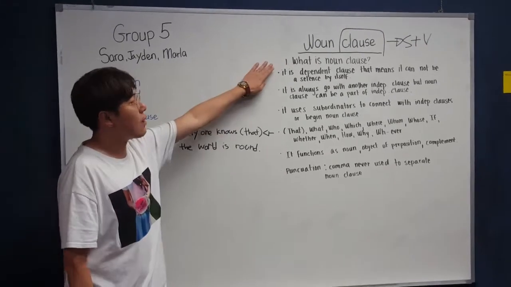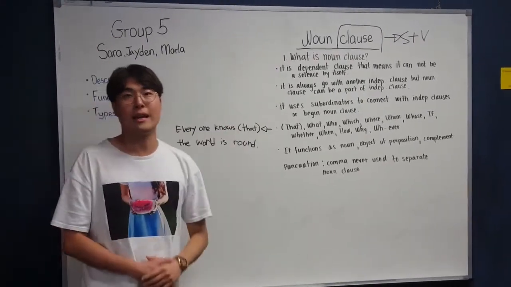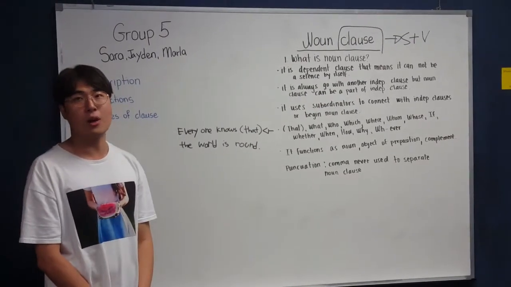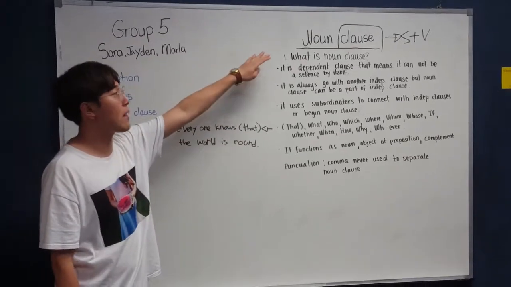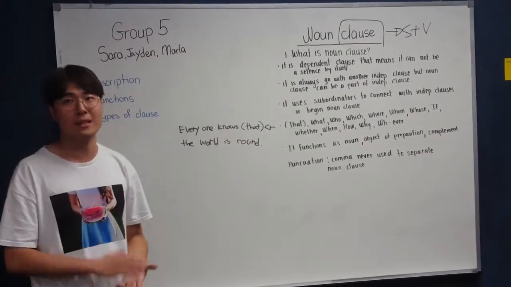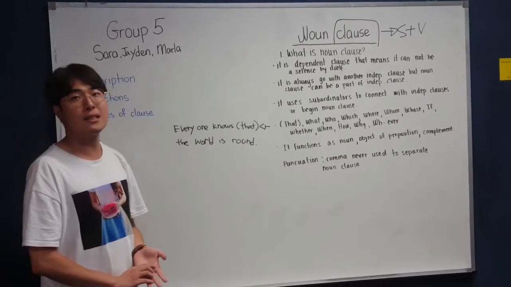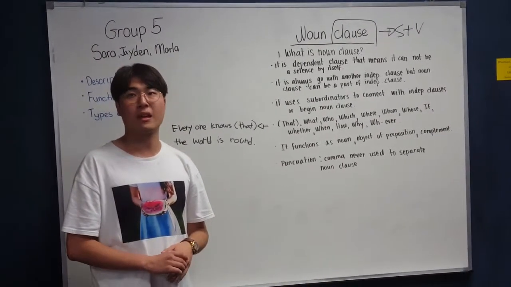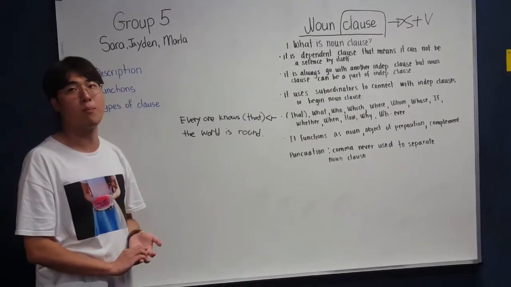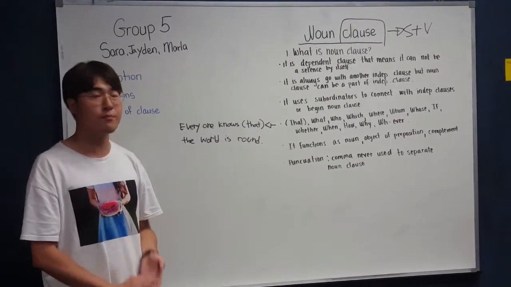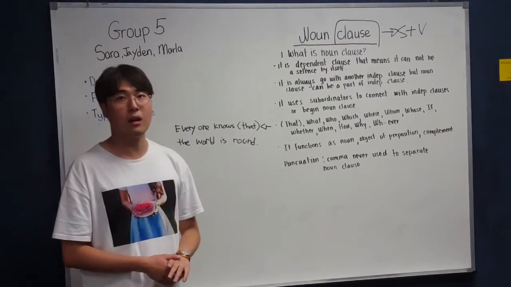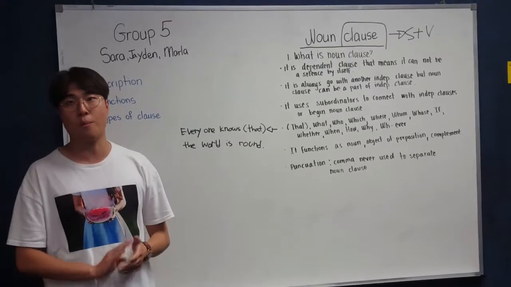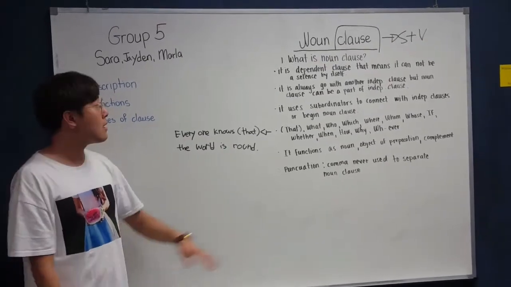So what is a noun clause? A noun clause is a dependent clause that functions as a noun. It is one type of clause, so it cannot be a sentence by itself. A noun clause always goes with an independent clause, and a noun clause can be a part of an independent clause. Also, a noun clause uses subordinators to connect with the independent clause or to begin noun clauses.